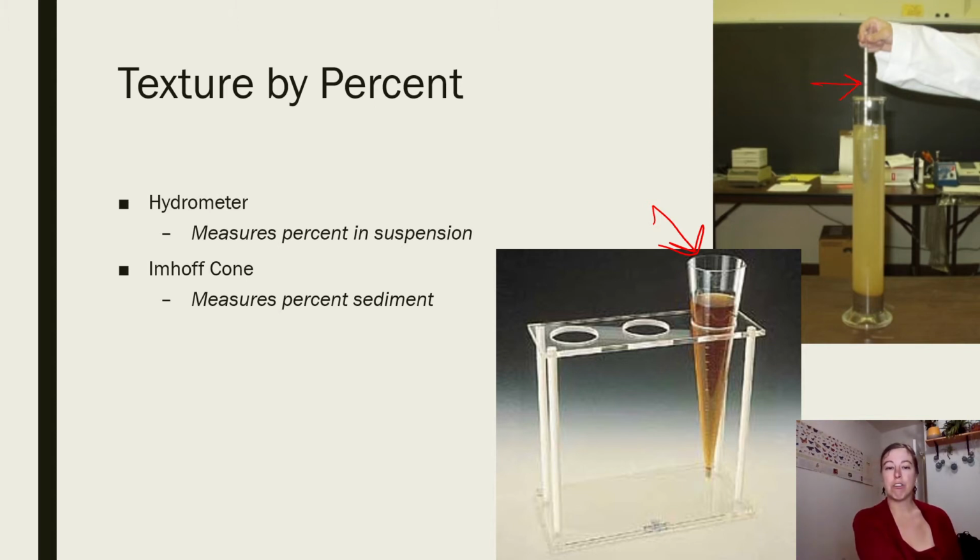But both of them are measuring the percent based on how quickly these particles drop out of the water column. So sand does not stay in suspension. It's going to drop out right away. An Imhoff cone measures the percent of the sediment on the bottom, whereas the hydrometer measures the clay particles that are still in suspension. But it's measuring the percent clay, silt, and sand you have based on how fast they become sediment at the bottom.